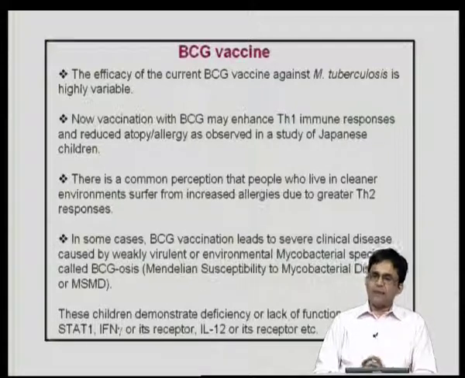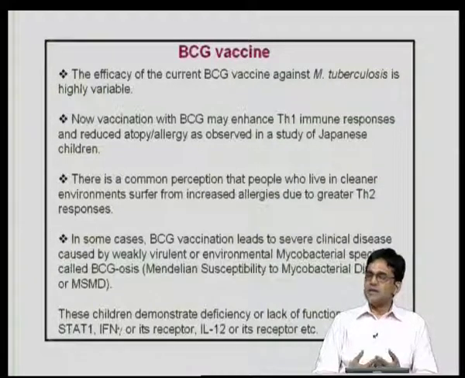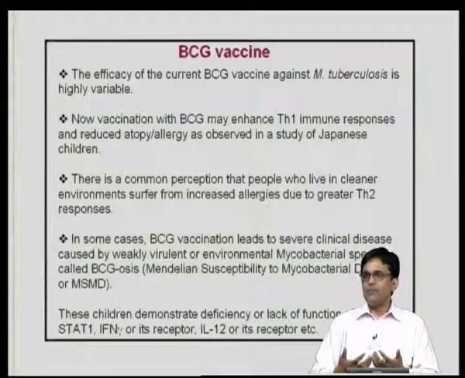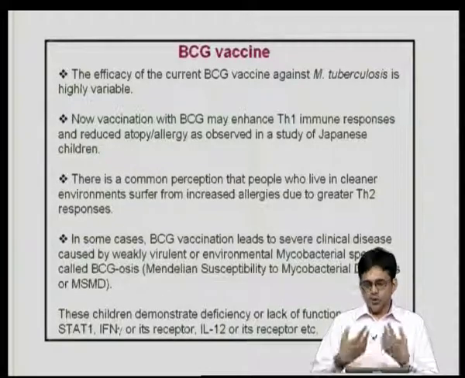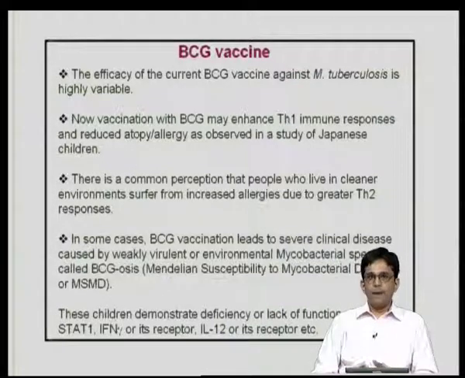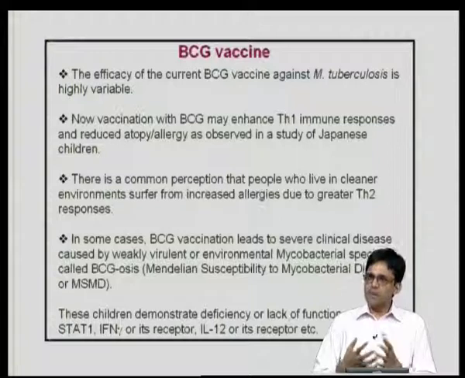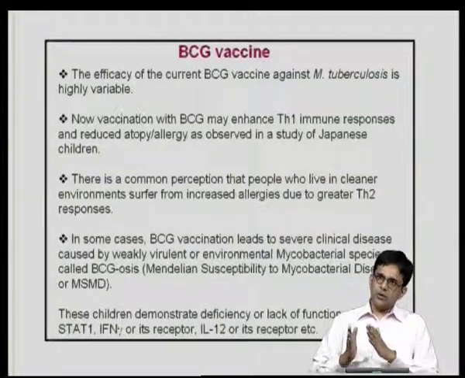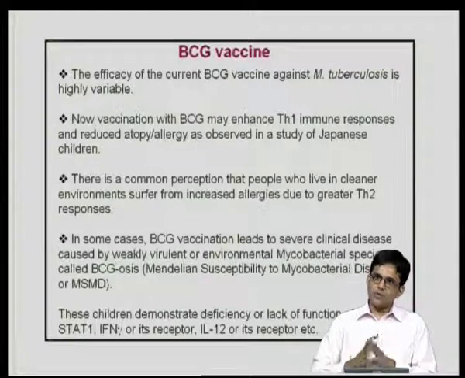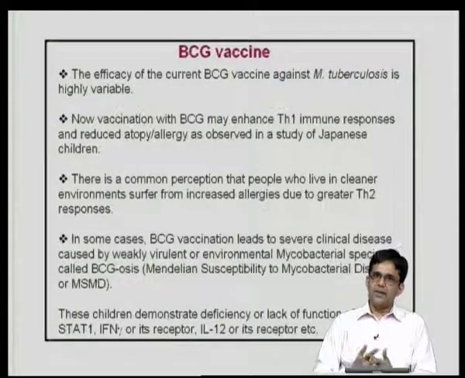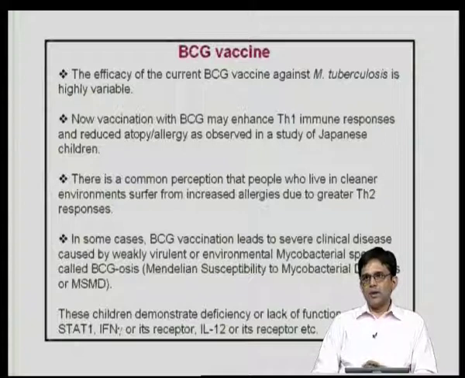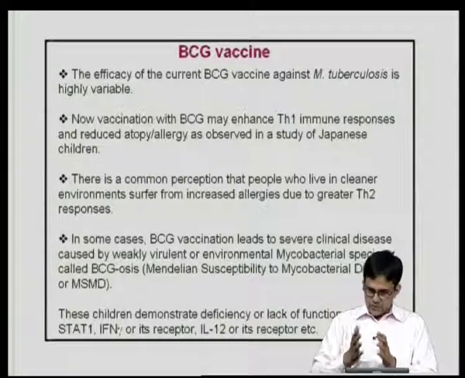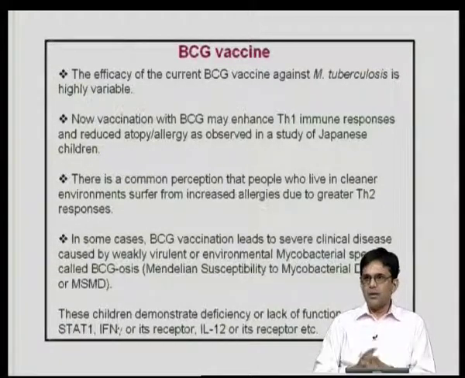And why is that? Because there is a common perception that people who live in cleaner environments suffer more from allergies because they are primarily more Th2 like. So, there is a lot of secretion and a lot of allergies because they are primarily Th2, and so if you give BCG vaccination, you are trying to modulate their immune response to a more Th1. That changes their immune response parameters, and so it becomes a little bit different.